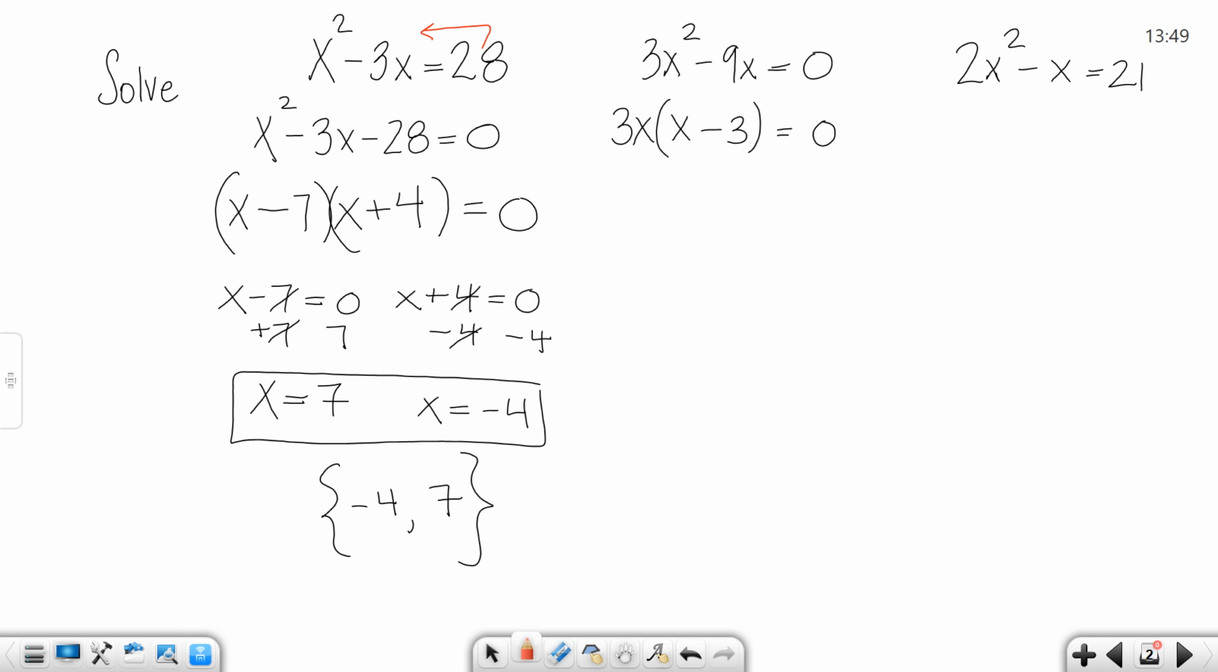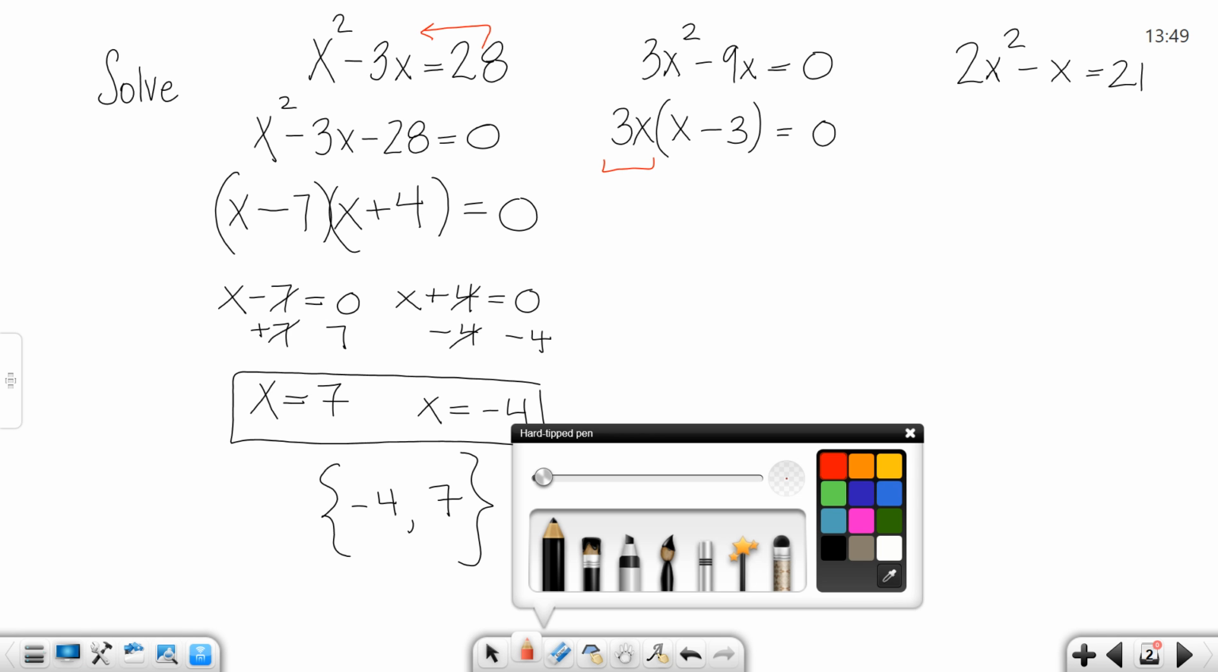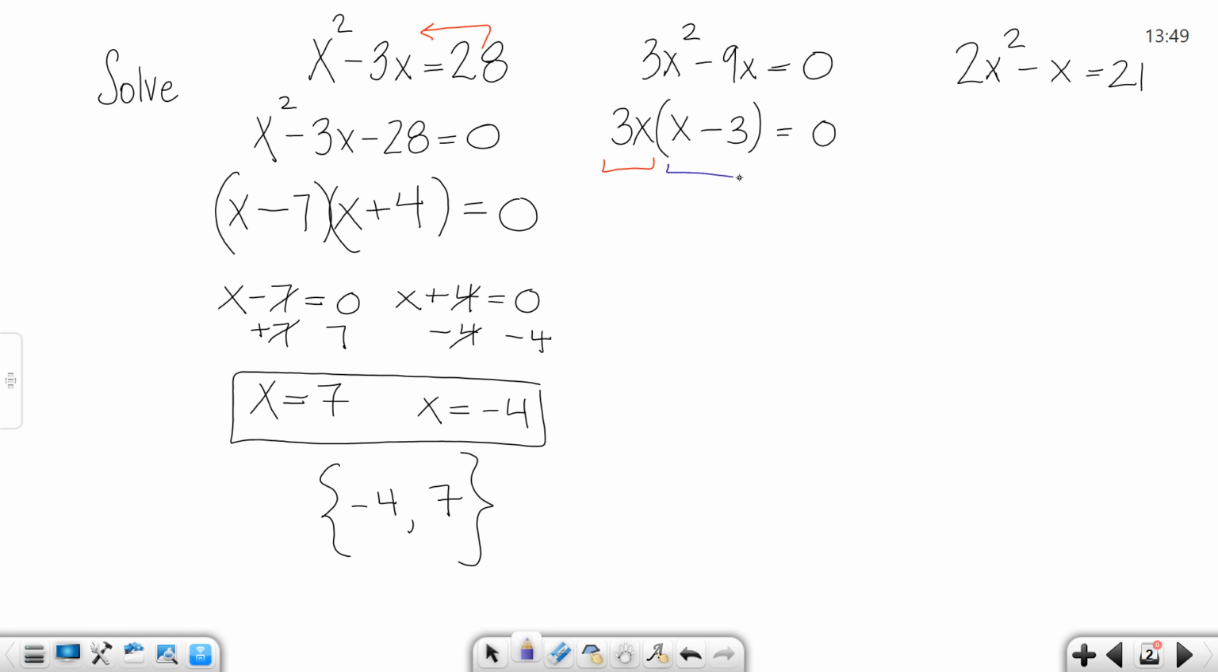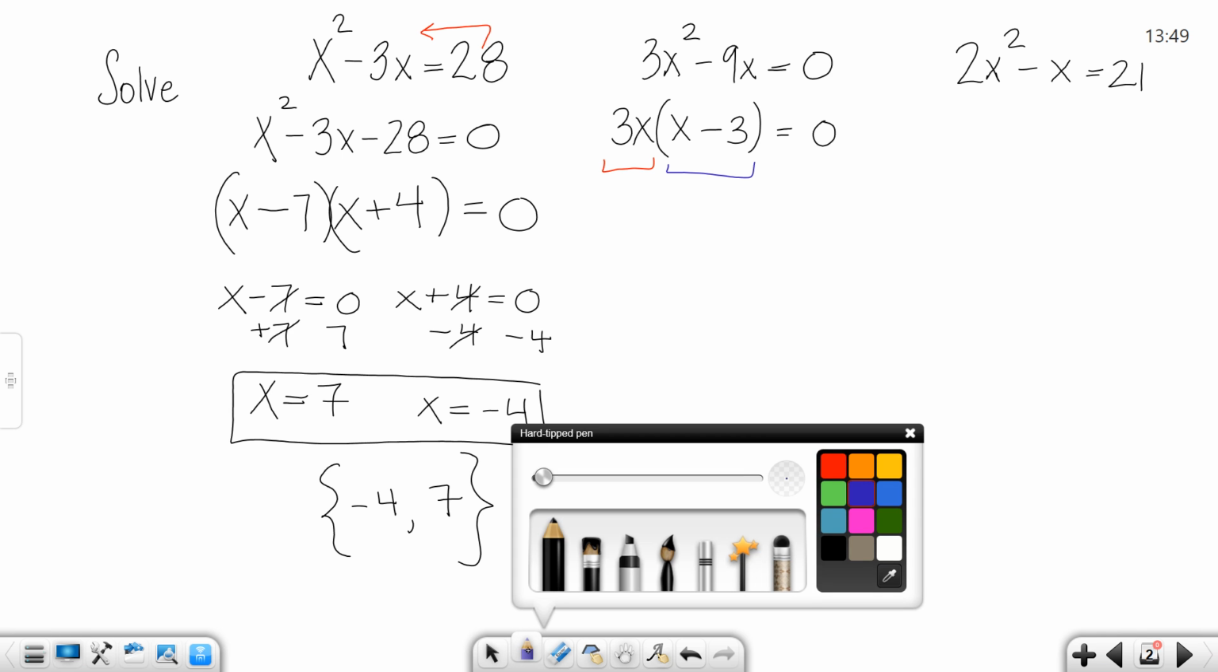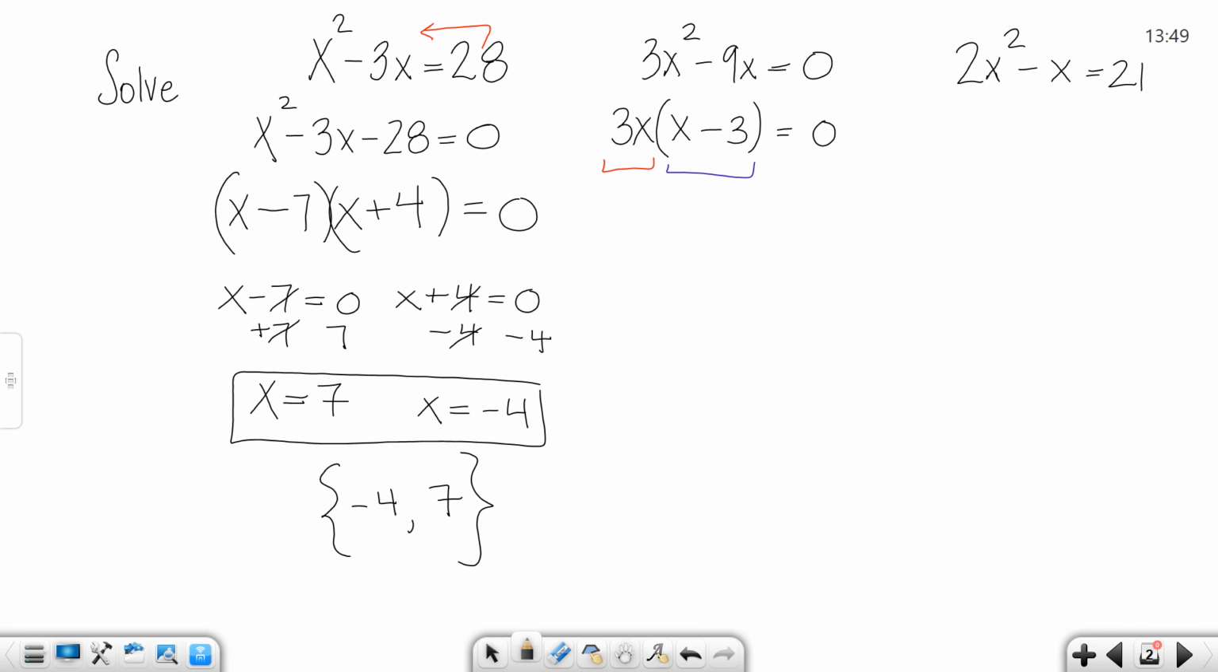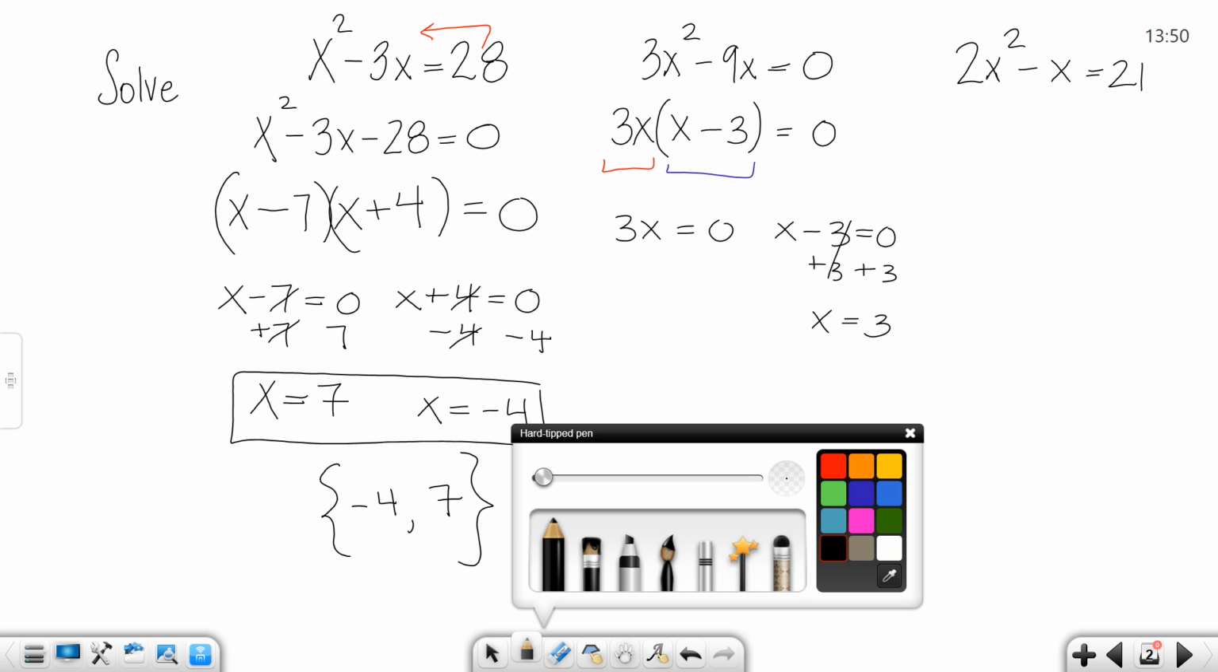Now there are actually 2 different factors here. Here's one, the greatest common factor, and here's the other. And you have to set both of them equal to 0. So I'm going to set my first factor equal to 0, and I'm going to set my second factor equal to 0. The second one's easy. Just add 3 to both sides, and x would equal 3. That would be one of your values.